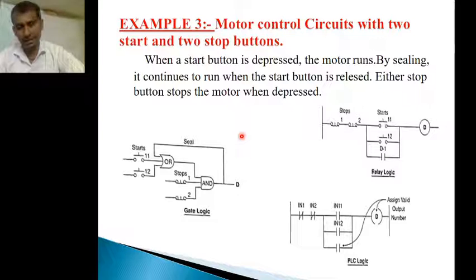Either stop button stops the motor when depressed. So if either stop button is on, then the output is off. That means here the inputs are not a single input. Either stop button means we have more than 2 inputs. So we can represent the start buttons as 2 start buttons and the stop buttons as 2 stop buttons.